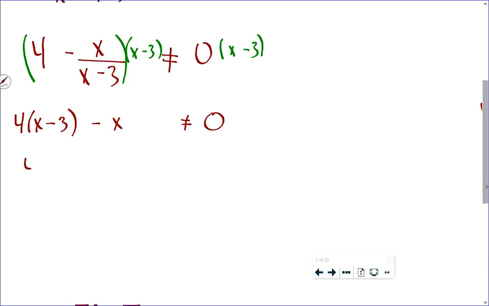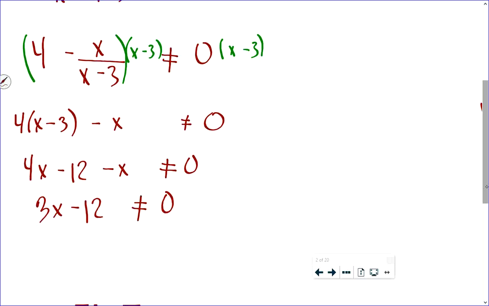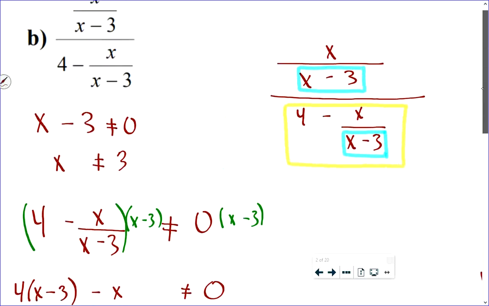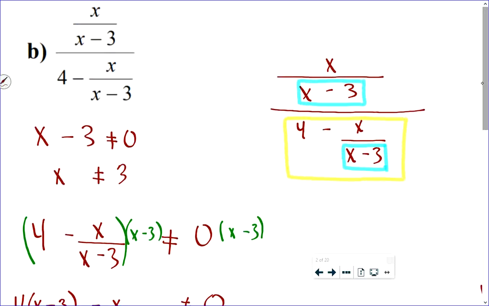What do we get? 4x minus 12 minus x is not allowed to be 0. That means 3x minus 12 is not allowed to be 0. I can add 12 to both sides and divide both sides by 3. X is not allowed to be 4. Now let's verify something here. What we've said is that x is not allowed to be 3 and x is not allowed to be 4.